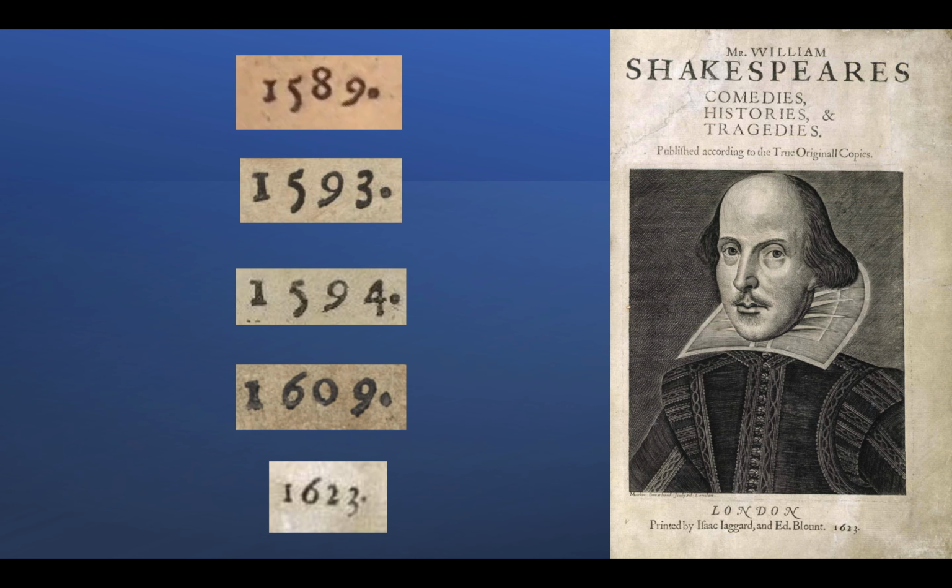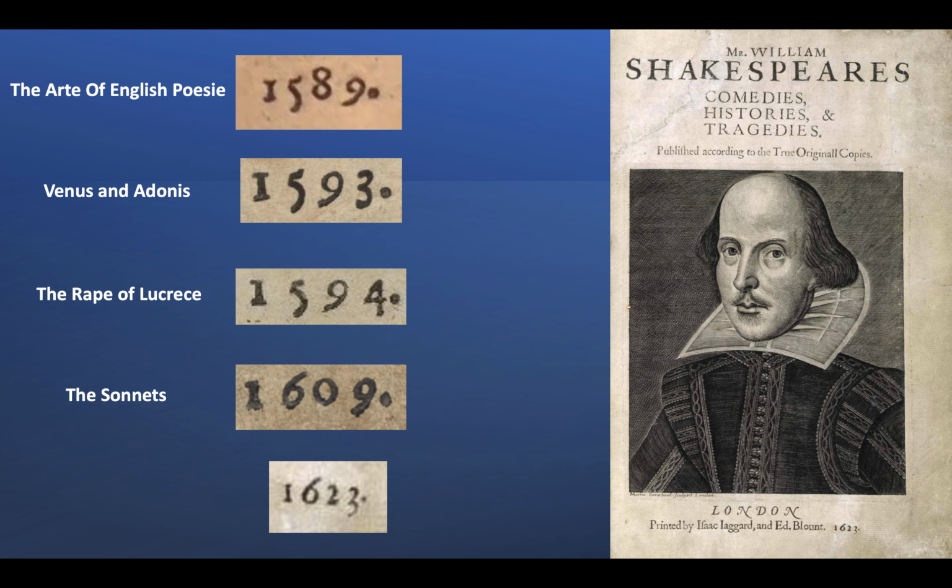But he's proving to you that he's rotating the 6 and the 9 and he can do this. And you will see this in the dates of publication. So here's the Art of English Poesy. You can see that signature and you can see it's actually been rotated a little bit. It's not quite straight. It has been rotated, which is a kind of telltale sign of his signature mark of 6, the creative number. Venus and Adonis, The Rape of Lucrece, and the sonnets itself, which is beautiful because you've got both 10 and 6 and 9.